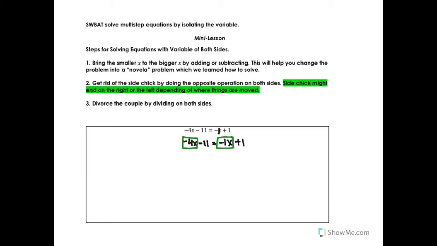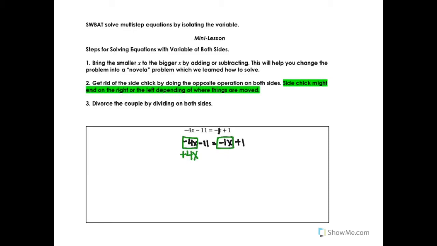Now the only way that I can move things from one side of my equation to the other is solely by doing the inverse operation. So since this is a negative 4x, the only way that I can move this negative 4x to the other side is by doing the opposite of minus, which in this case is addition. So I'm going to go ahead and add 4x on this side, and if we remember, whatever I do to one side of my equation, I must always do to the other.